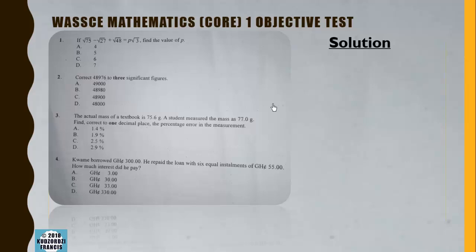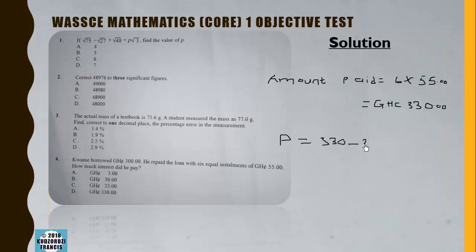Then we have this. So we need to find the amount that he paid. So the amount paid is the number of times he paid times the amount he paid each time, which is 6 times 55.0. So this gives us 330 Ghana cedis. So we need to deduct the cost from it to get the profit. So 330 minus 300 gives us 30 Ghana cedis as the profit that he made.